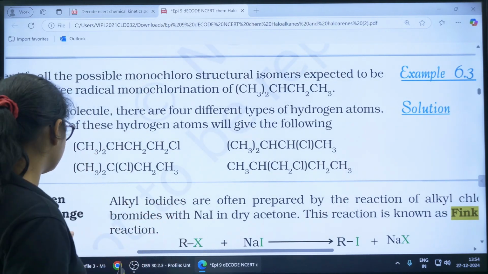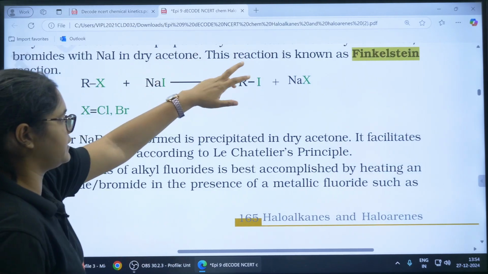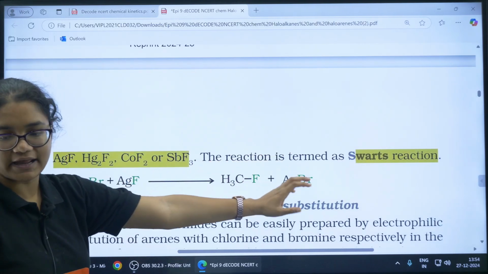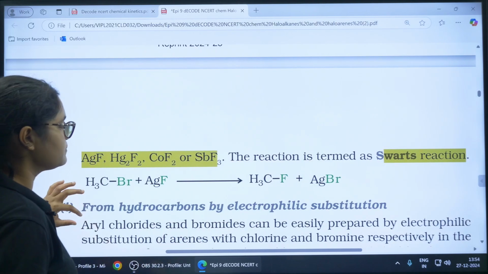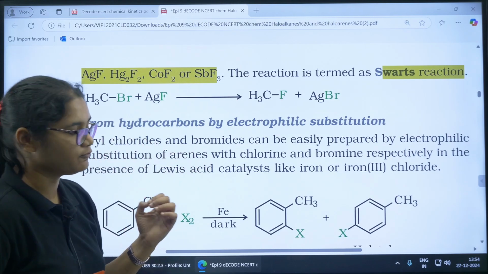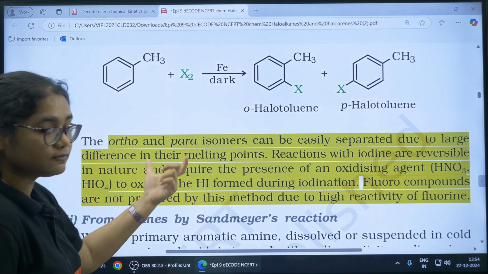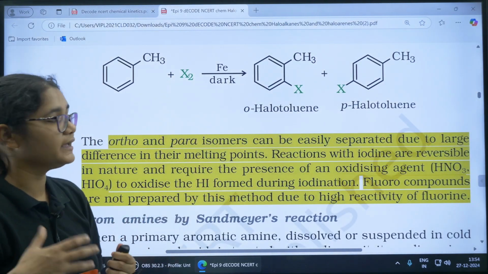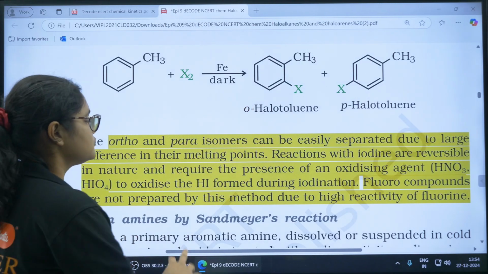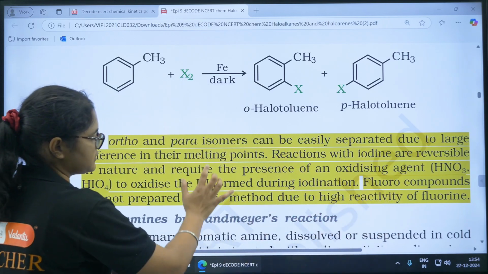Okay, next coming to halogen exchange, here you have a name reaction, the Finkelstein reaction, the definition of Finkelstein reaction, and next you have the Swarts reaction. So these two reactions you have to prepare. Next, preparation of haloalkanes from hydrocarbons by electrophilic substitution. So here we have the Friedel-Crafts reaction. This is important. Now here one question comes: why can't we get iodoalkanes in this way, and why can't we get fluoroalkanes? Why iodoalkanes are not possible is given here, and why fluoroalkanes are not possible is given here.